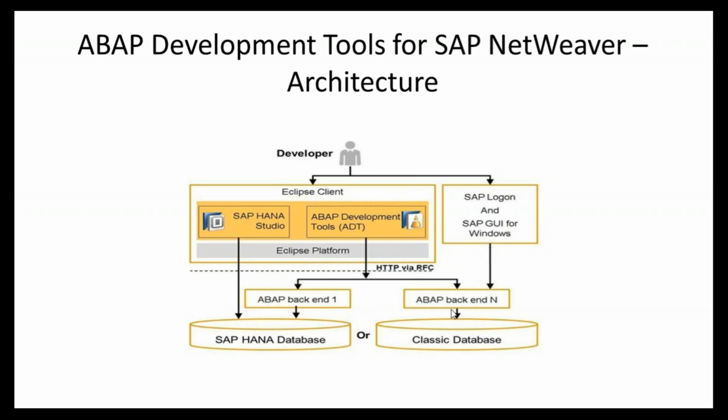So we have the ABAP end-to-end scenario. This is the ABAP backend. Here we have the classical database, and here we have the HANA database. The classical database can be accessed through Eclipse, and from SAP logon also we can access it. But from SAP logon, you cannot access the SAP HANA database. The normal logon which we have is SAP GUI, and from there you cannot log in to the HANA database. You have to have the Eclipse platform. Only from the Eclipse platform can we access it.